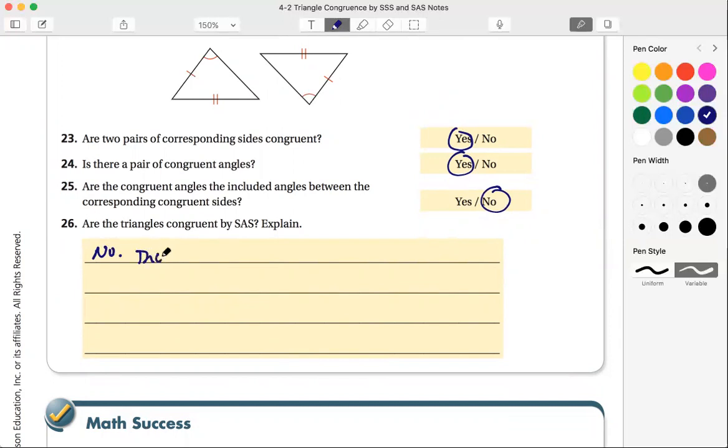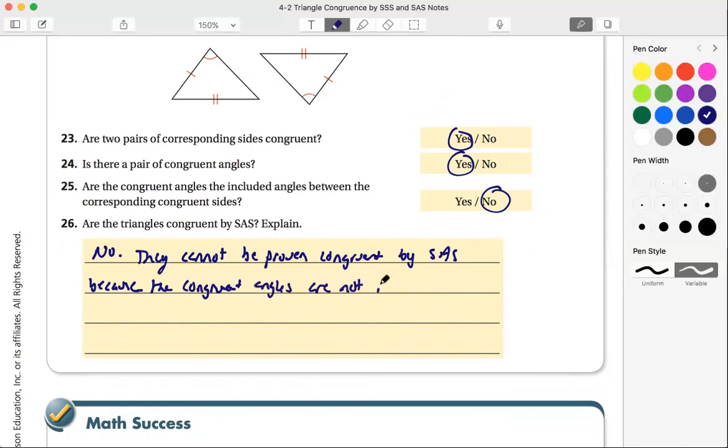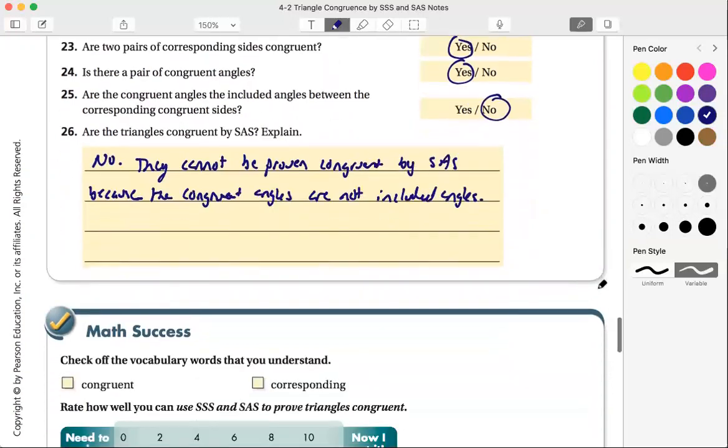They cannot be proven congruent by SAS because the congruent angles are not included angles. And that is it for section 4-2.